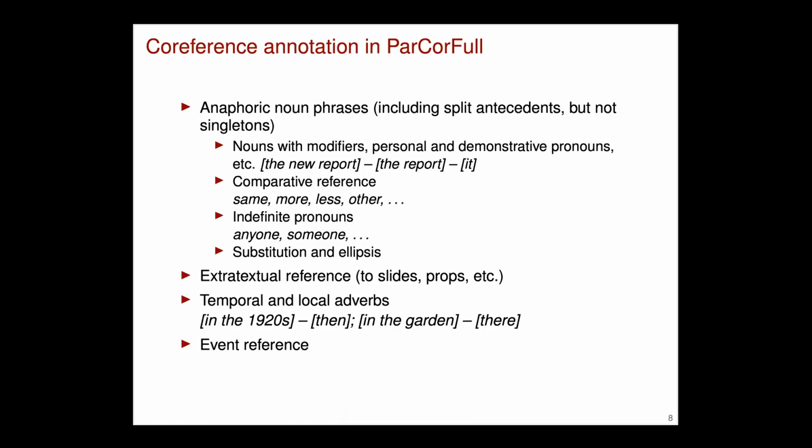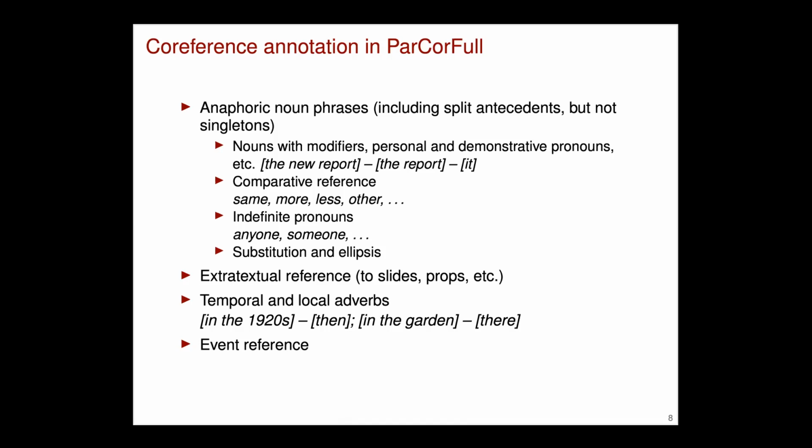The coreference annotation in ParCorFull contains anaphoric noun phrases. It includes split antecedents, which means that a pronoun refers to something that is expressed not just in one noun phrase, but for instance, a whole list of noun phrases, like my brother lives in America and my sister lives in Europe. I like them very much, where them would refer to my brother and my sister, even though they occur in separate sentences. It does not include singleton chains, which means noun phrases that don't have any coreference elements in the text. This is also an important distinction to make across coreference annotated corpora, and this is something we have not chosen to include.